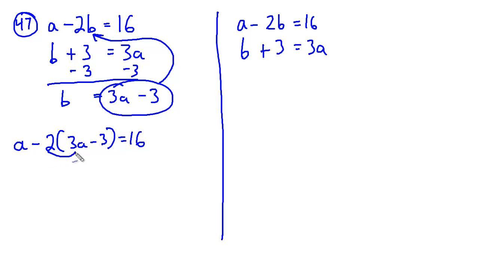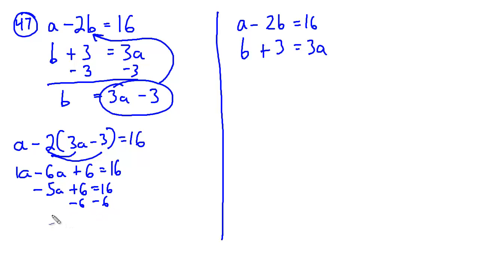We're going to distribute the negative 2, and then we're going to collect like terms, and then we're going to solve for a and b. So here we have a minus 6a plus 6. That's important because negative 2 times negative 3 is positive 6, is equal to 16. Negative 5a, because 1a minus 6a is negative 5a, plus 6 equals 16.